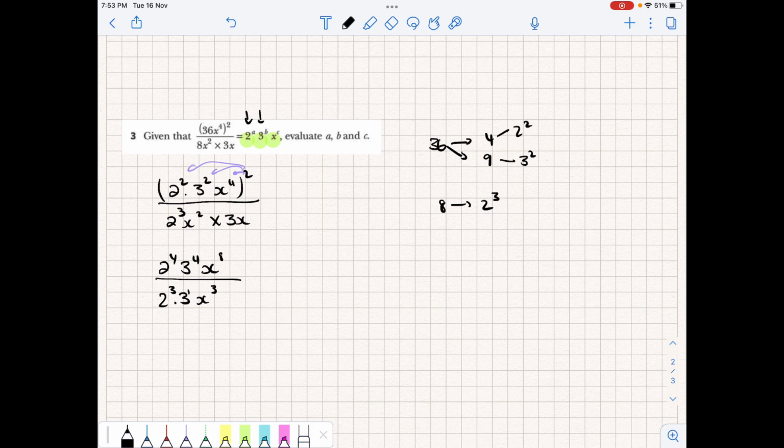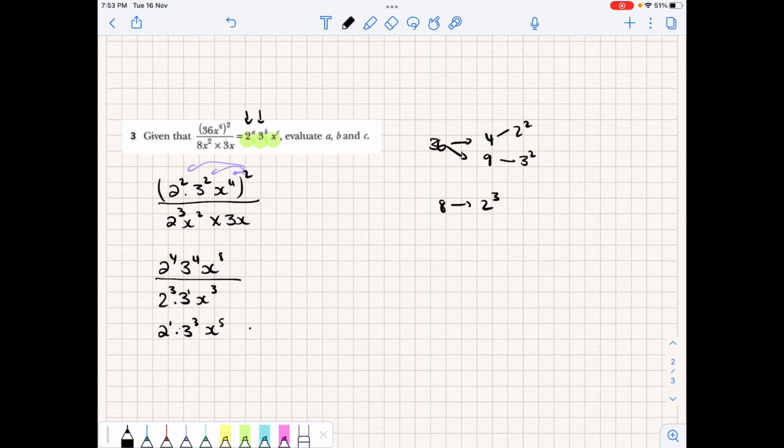And the final step, we're dividing, so we can just subtract the exponents. So we have 2 to the power of 4, divide by 2 to the power of 3. That's 4 minus 3, which gives us 2 to the power of 1. We have 3 to the power of 4, divide by 3 to the power of 1. That'll give us 3 to the power of 3. x to the power of 8, divide by x to the power of 3. Again, subtract the exponents, we'll get x to the power of 5.